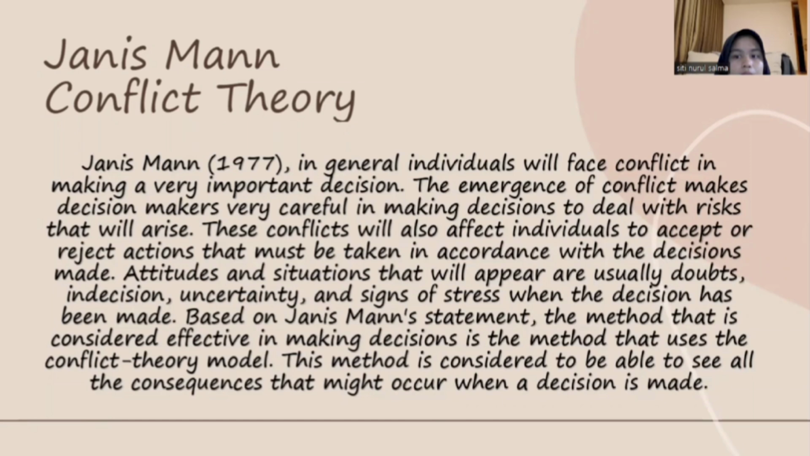Attitudes and situations that will appear are crucial doubts, indecision, uncertainty, and a state of stress when the decision has been made. Based on Janis Mann's statement, the method that is considered effective in making decisions is the method that uses the conflict theory model. This method is considered to be able to see all the consequences that might occur when a decision is made.